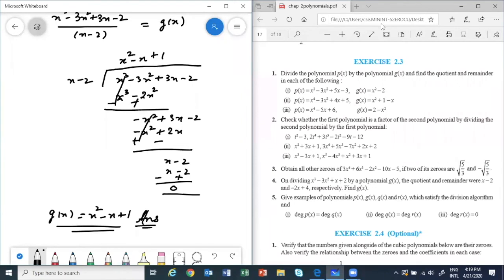Correct. Abdullah Mirza, correct. Remainder is 0, yes. Remainder should be 0, then only we will get g(x), no? So all of you have understood.